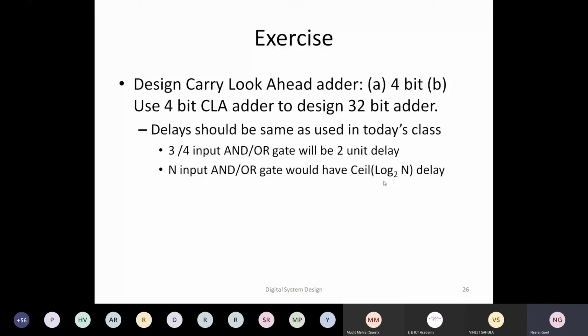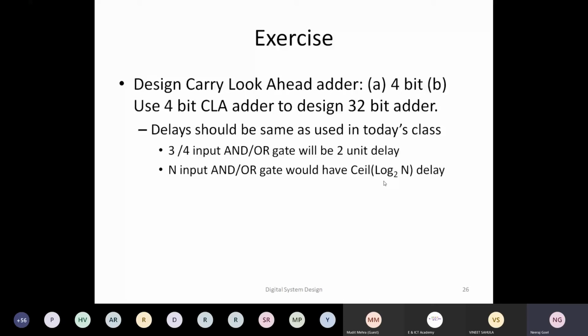So we have to consider those delays. What you have to come up with is to analyze the delays like we have analyzed for ripple carry, and see whether the delay of CLA is less than my ripple carry or not.